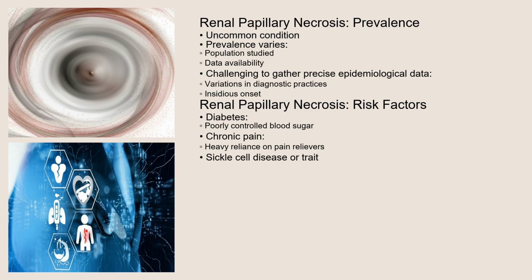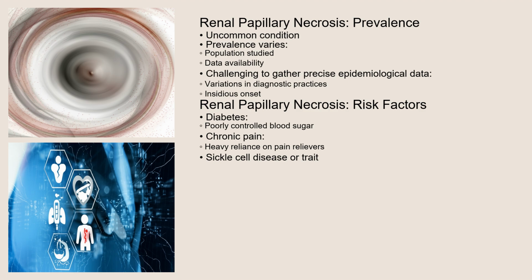Renal papillary necrosis is a relatively uncommon condition, but its prevalence varies depending on the population studied and the availability of data. It's more frequently seen in individuals with diabetes, particularly those with poorly controlled blood sugar, and in those with chronic pain conditions who heavily rely on pain relievers. It is also more common in individuals with sickle cell disease or trait. Precise epidemiological data is challenging to gather due to variations in diagnostic practices and the often insidious onset of the disease.